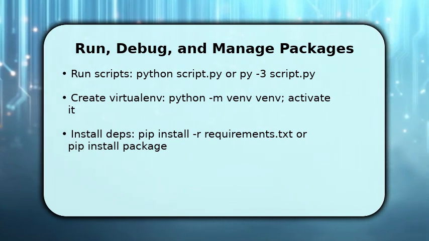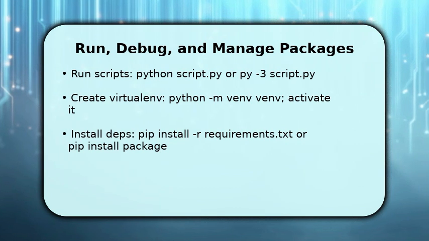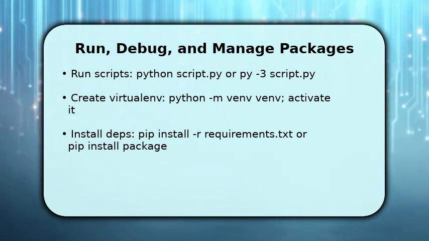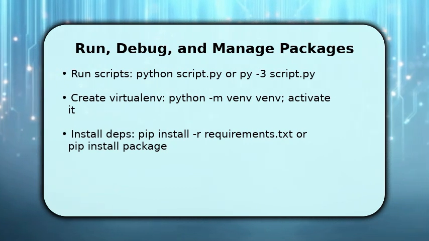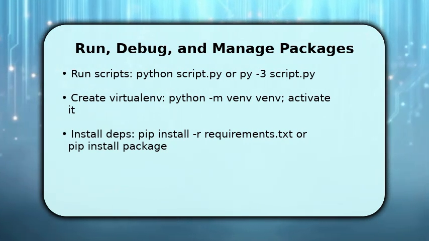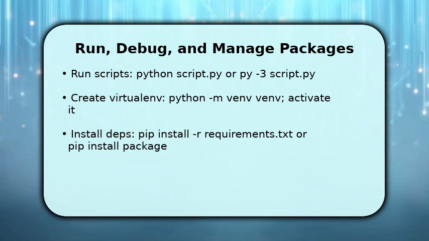Use pip install -r requirements.txt to reproducibly install packages, and pip freeze when you want a snapshot. If you need to debug, add print statements or run with python -m pdb to step through and inspect variables.